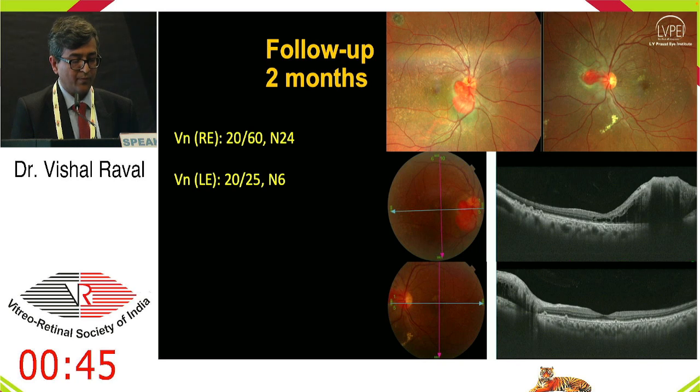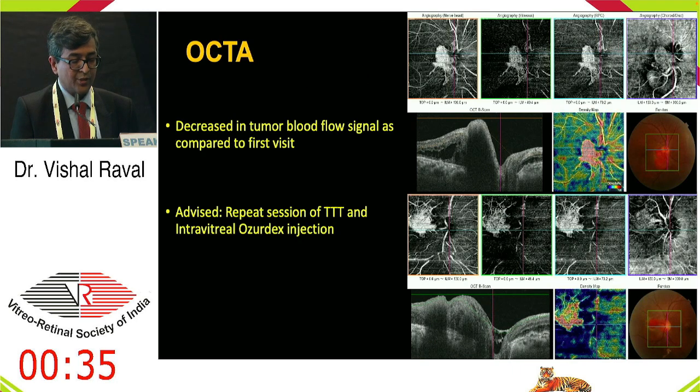At 2 months follow-up, the visual acuity in the right eye improved from 20/80 to 20/60 and in the left eye to 20/25, with resolution of subretinal fluid as well as intraretinal fluid in both eyes. OCTA again showed a decrease in the tumor blood flow signals as compared to the previous visit, and due to the amount of leakage which was still present, a repeat session of transpupillary thermotherapy as well as intravitreal long-acting Ozurdex injection was contemplated.